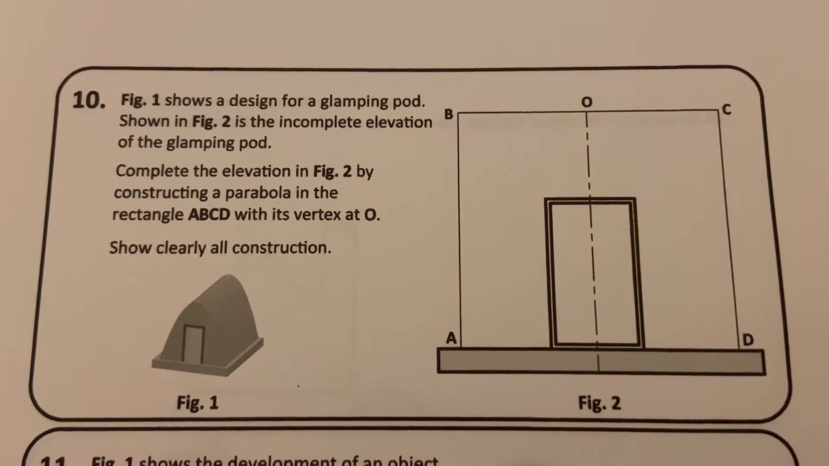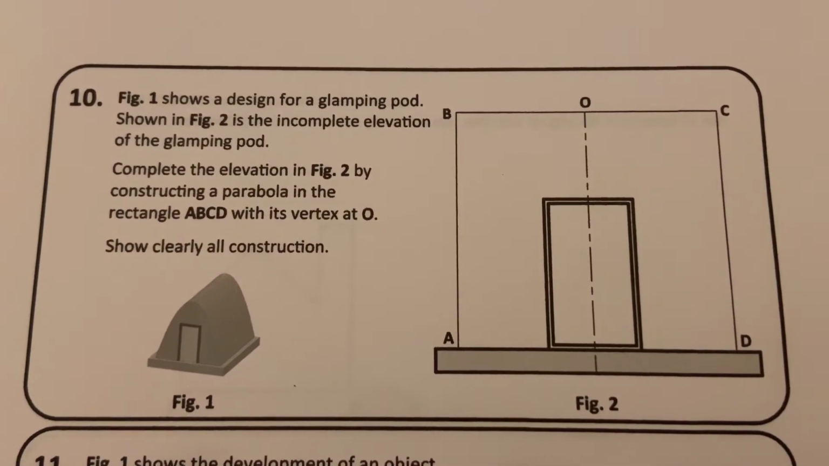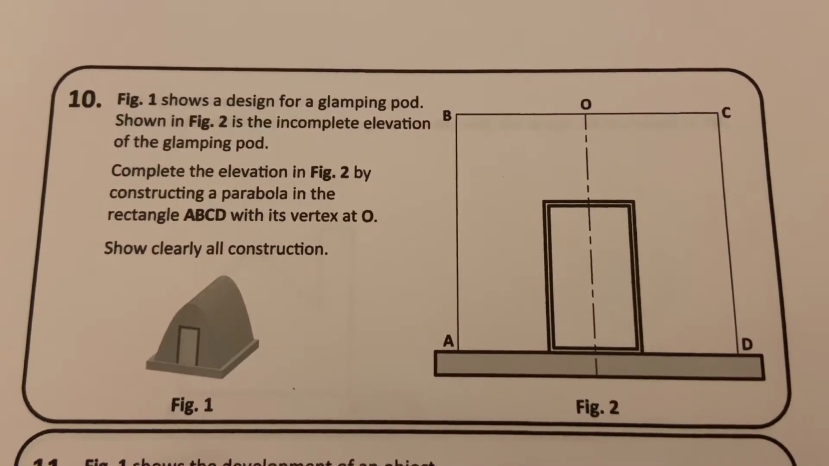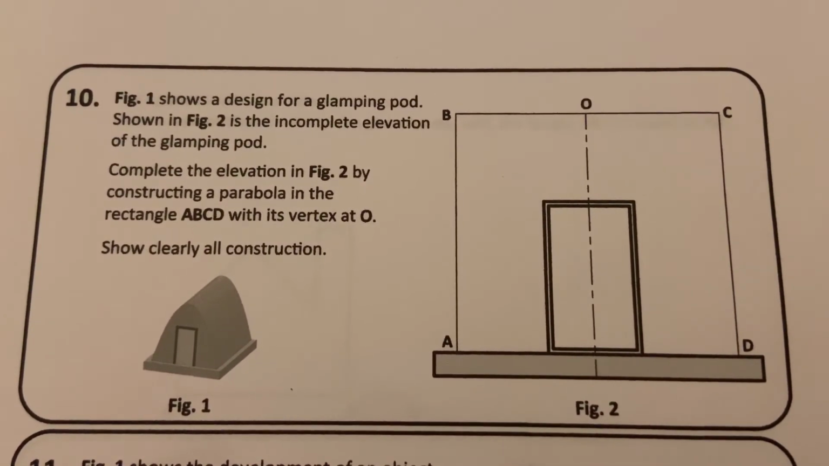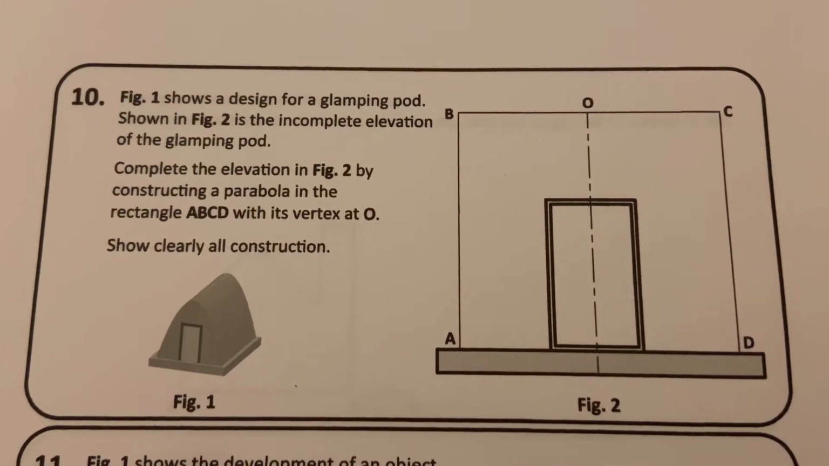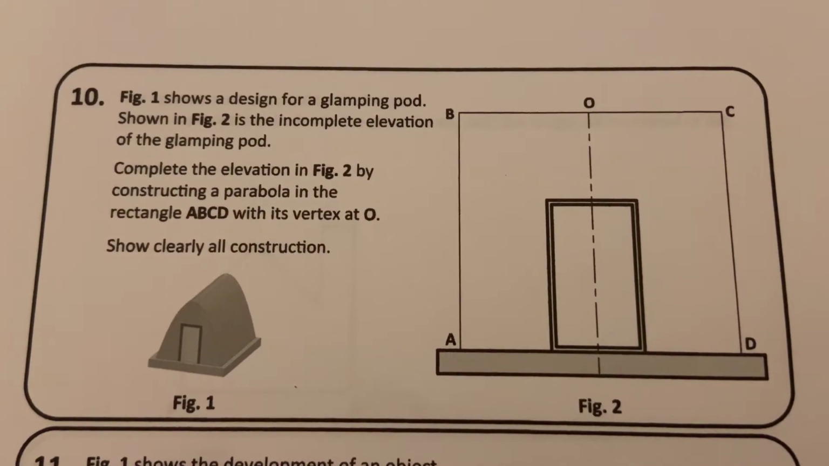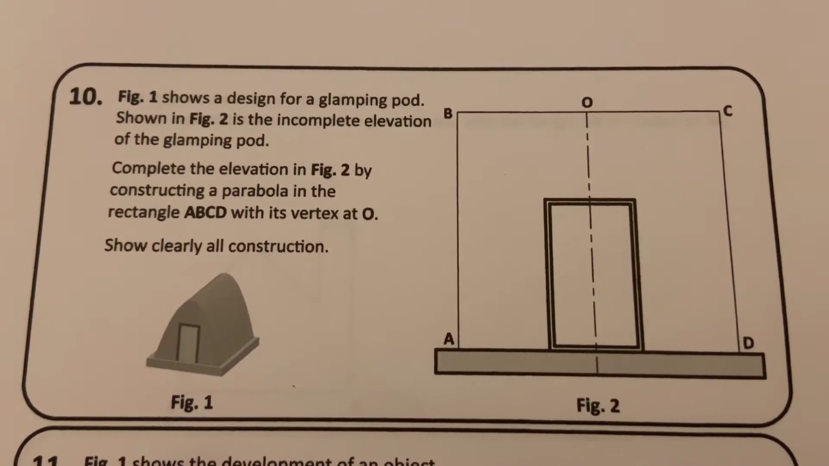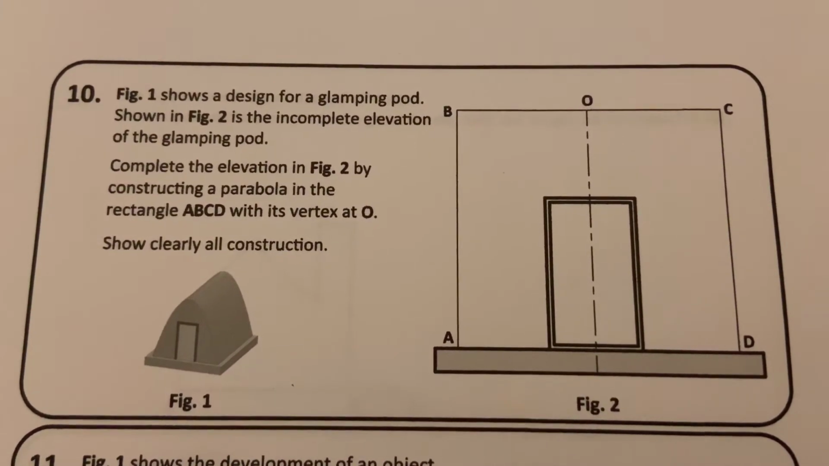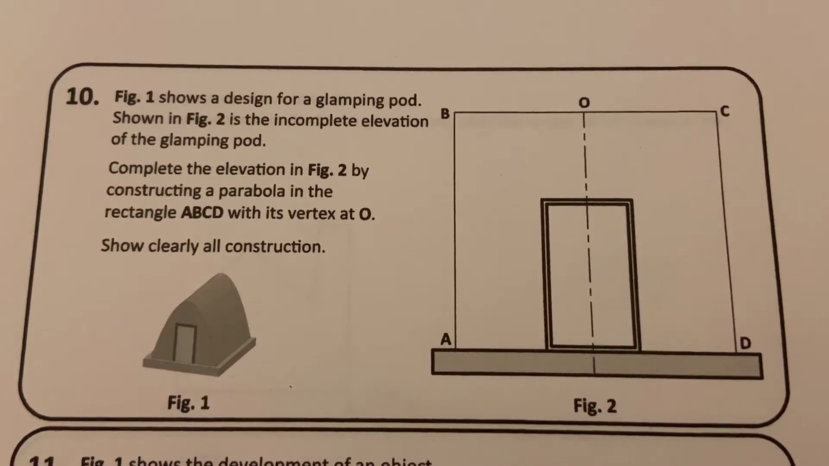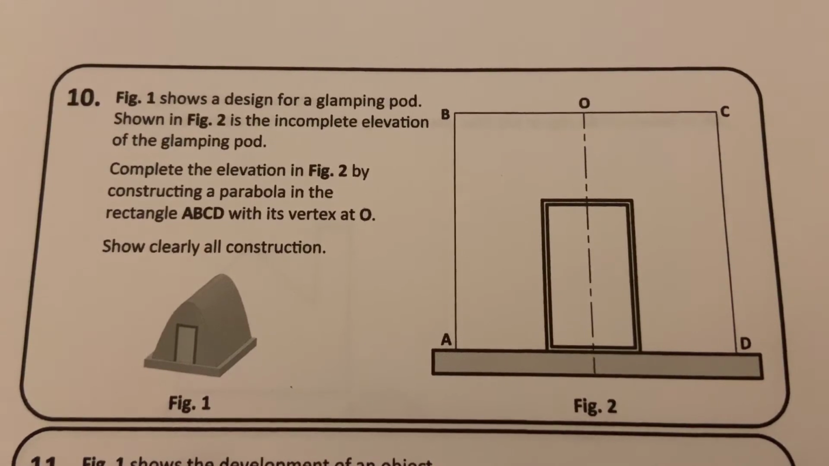Figure 1 shows a design for a glamping pod. Shown in Figure 2 is the incomplete elevation of the glamping pod. Complete the elevation in Figure 2 by constructing a parabola in the rectangle ABCD with its vertex at O. Show clearly all construction.